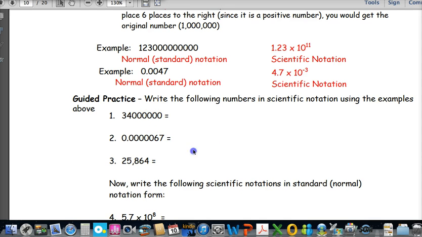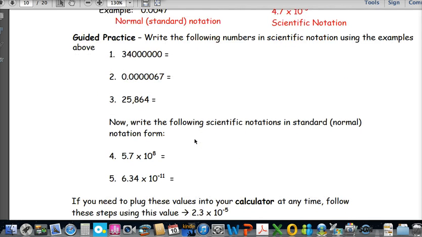Let's look at the next one. Now we're going to do it opposite. Now we're going to write them in normal notation. So remember we said if that's a positive exponent, that means you move the decimal to the right 8 places. That's a negative exponent, that means you have to move the decimal to the left 11 places. So if we move this, it's going to be 5, 7, and then 7 zeros after it.